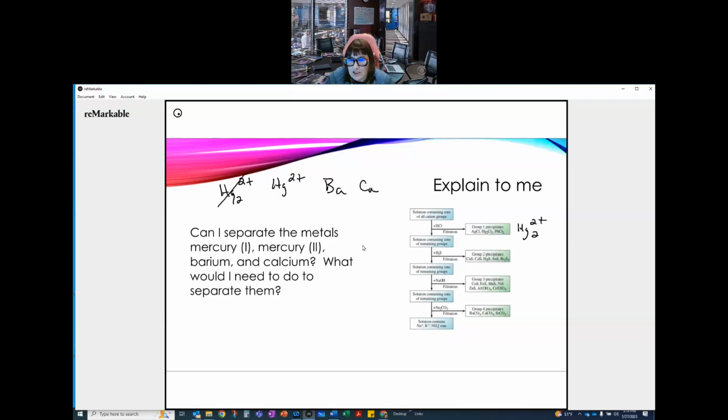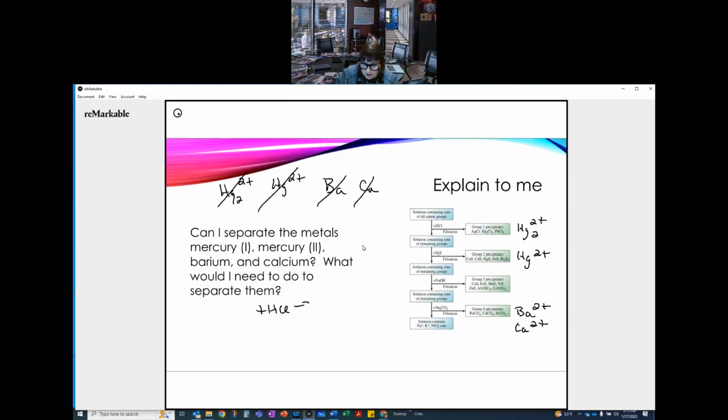If I look down, I see the HgS, and that's the Hg 2 plus. So that's that one. I find barium, and it's down here. The barium is right there. And that is actually a 2 plus as well. And of course, the calcium is also here. Okay.